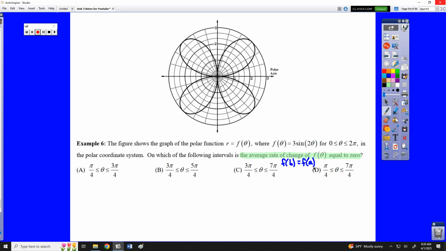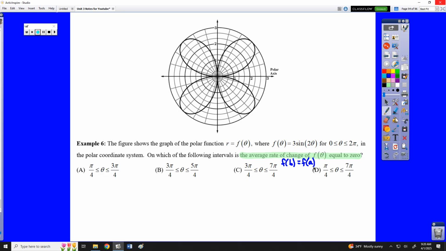So the tricky part here is that these polar coordinate graphs can be somewhat hard to read. So the approach that I'm going to take is there's only four numbers here that need to be plugged into the function: pi over 4, 3 pi over 4, 5 pi over 4, and 7 pi over 4. I'm going to plug those in because that will allow me to label those points on the graph, and then I can quickly use those to figure out which of those intervals, A, B, C, or D, has an AROC of 0.